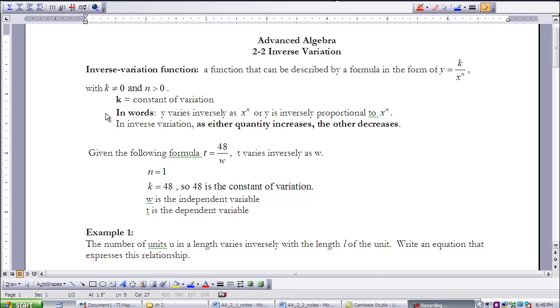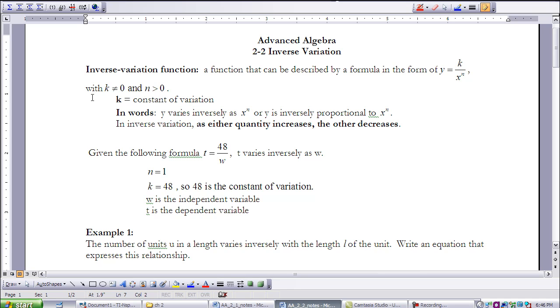In words though, this time, instead of saying directly, we say inversely. Y varies inversely as x to the power of n, or y is inversely proportional to x to the power of n. In inverse variation, as either quantity increases, the other decreases. So once again, we pointed out in direct variation that this piece is important. Same thing in inverse variation.